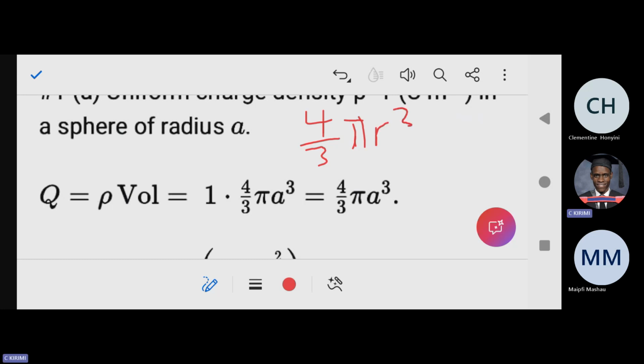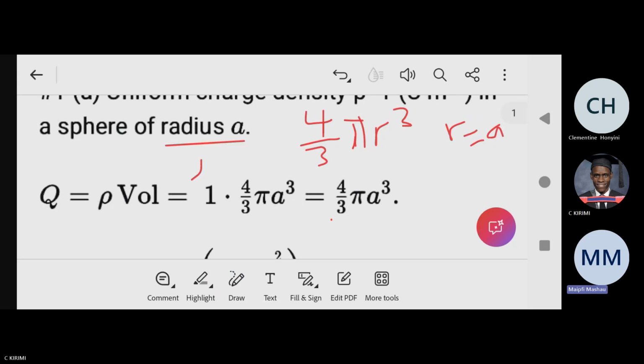Not square. Now, the radius is A, so where there's r, you replace it with A. Where there's the charge density of unity, you replace it with 1. So your charge is 4 over 3 pi A cubed. Any question? No.